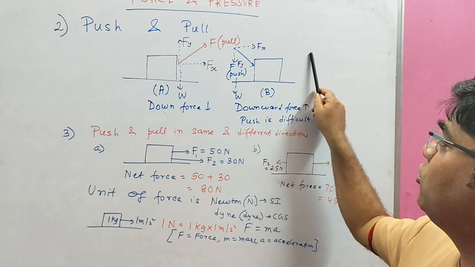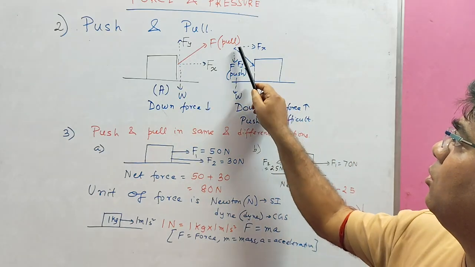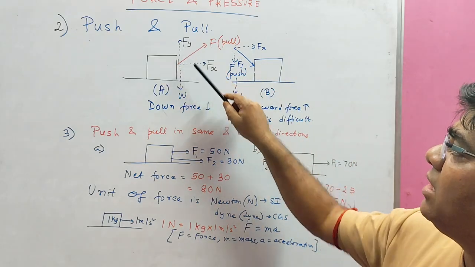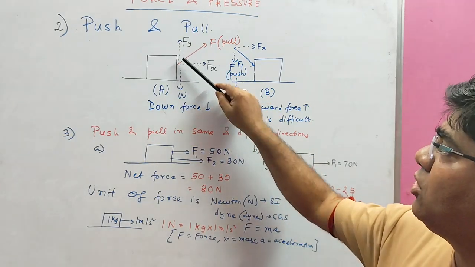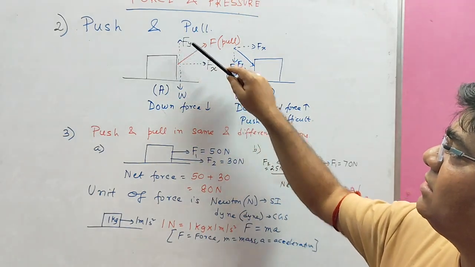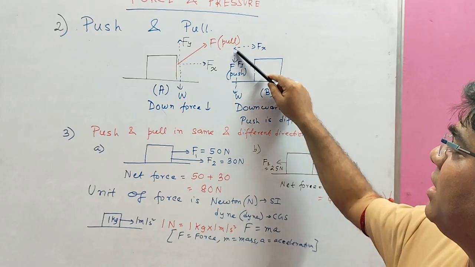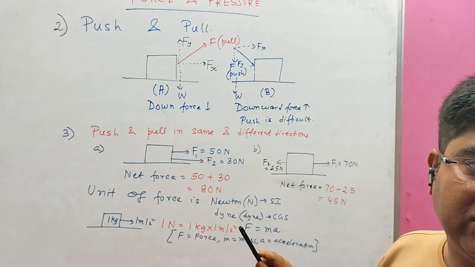Though the x-axis force is same in pushing and pulling, here in pulling the downward force decreases because the weight is cancelled almost by the Fy force, but here the weight and Fy act downwards.